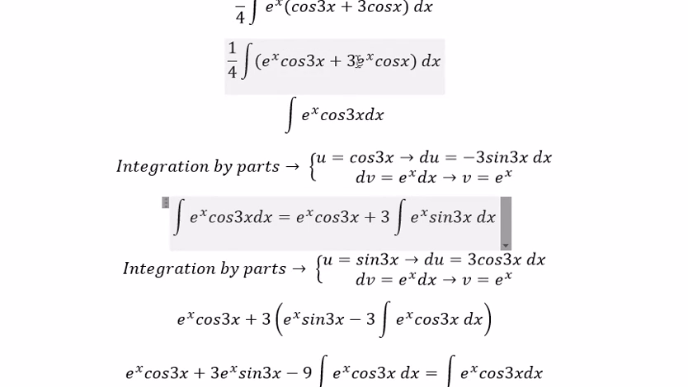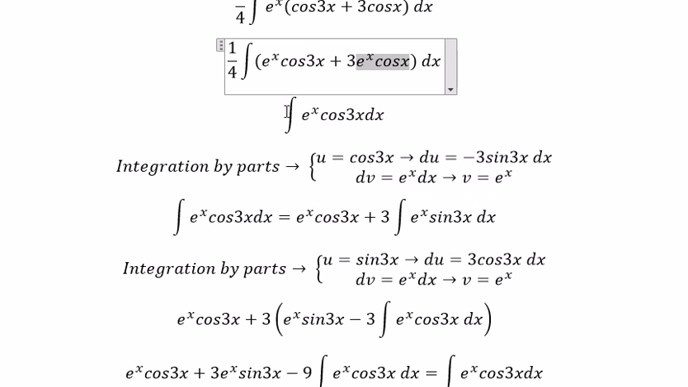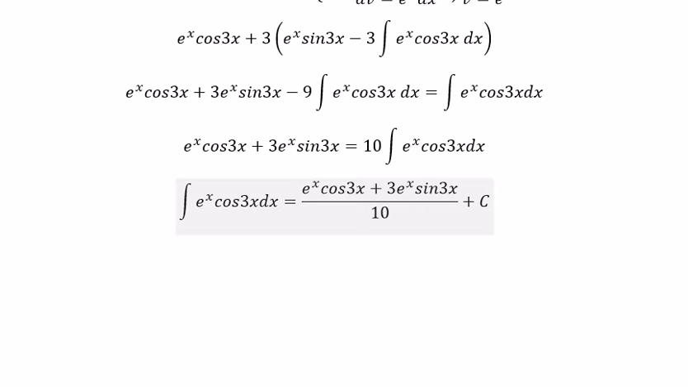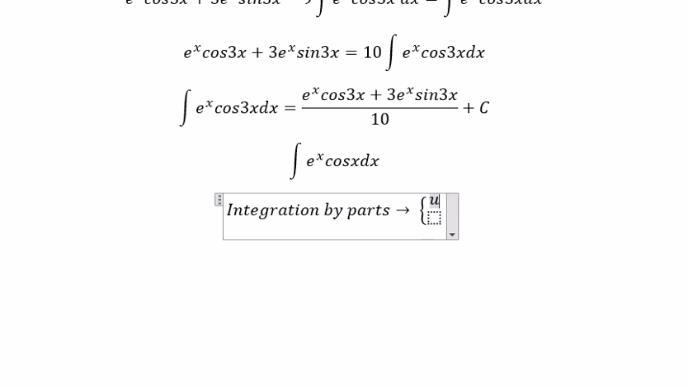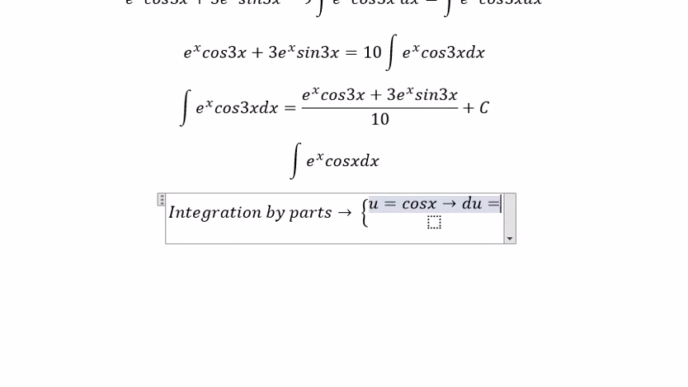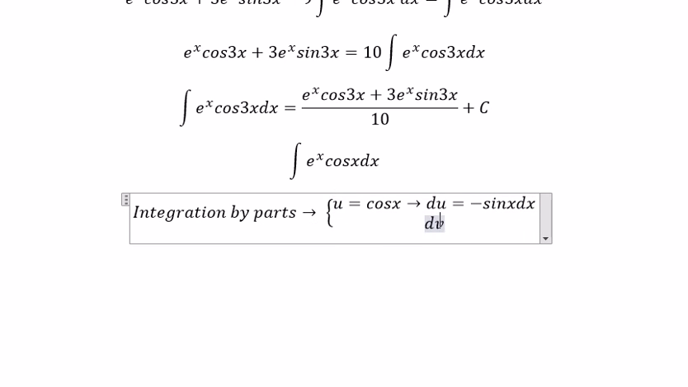Now, let's go to the next one. We will use integration by parts. So we got u equal to cosine x, du we got negative sine x dx, dv we got e to the power of x dx. So we got v equals e to the power of x.